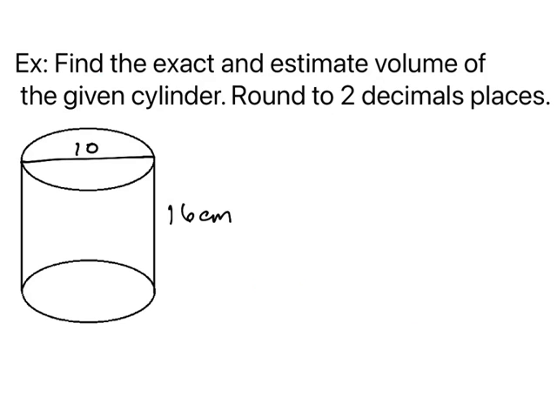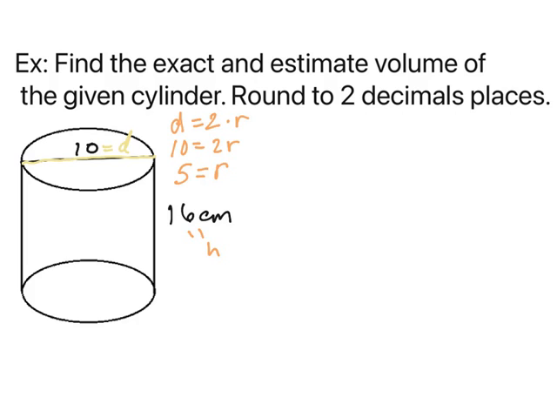Let's find the exact and estimated volume of the given cylinder. We'll round to 2 places just like we did on the last one. Now here, you're going to notice that we are given the distance across the entire base, through the center across. That means 10 is our diameter. So it's important to remember that the diameter is 2 times the radius, because it's the center in both directions, so it's double what the radius is. So if the diameter is 10, that means the radius is half of that, so the radius is 5. And I know the height is 16, because that's how tall my cylinder is.